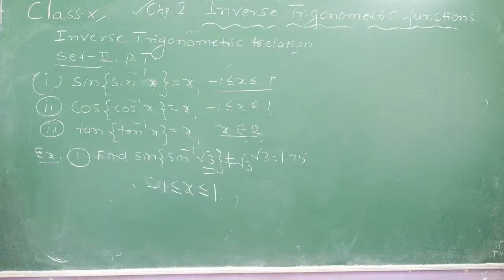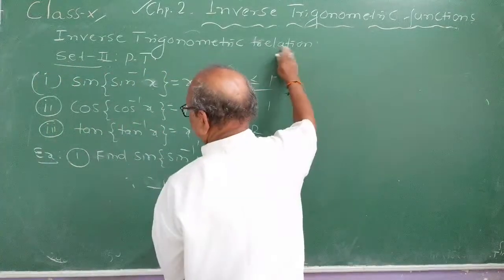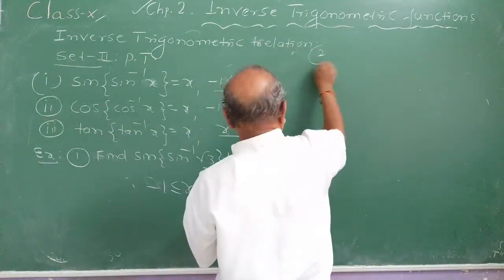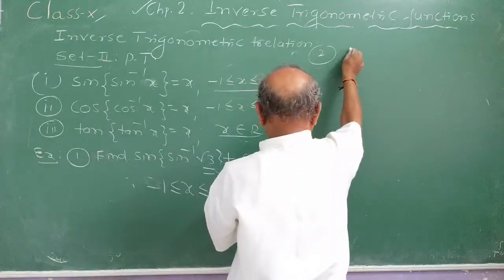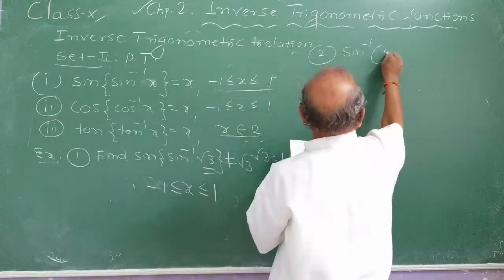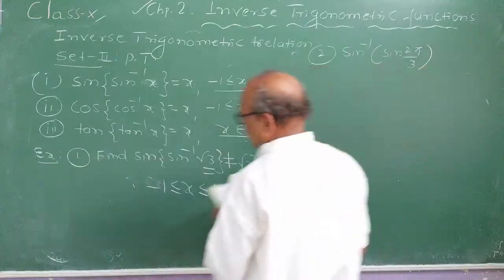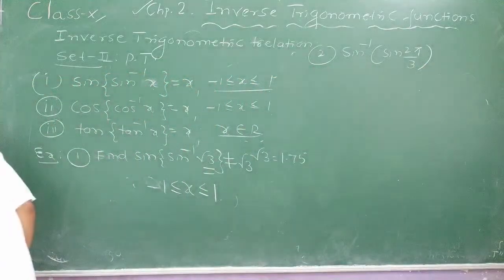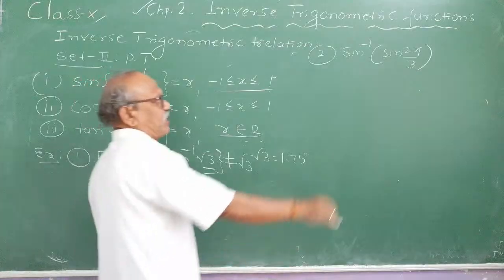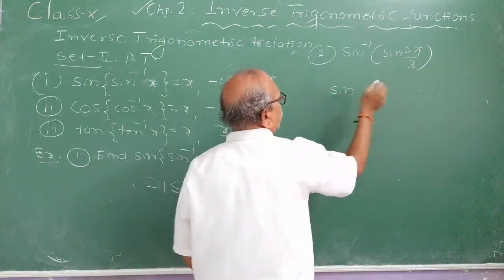Here is a problem from your textbook. Now let us see how many of you can solve this. Take another example from your textbook: sine inverse of sine 2 pi by 3. Now tell me what is 2 pi by 3. Pi by 3 means 60, so 2 pi by 3 is 120.